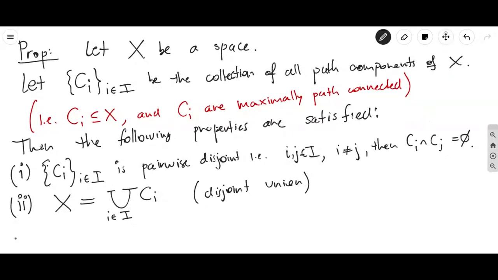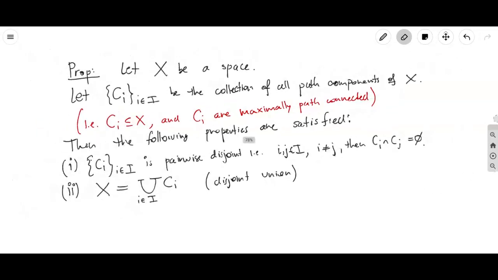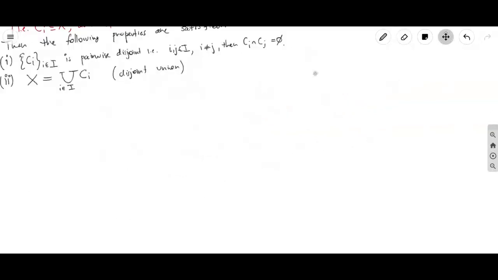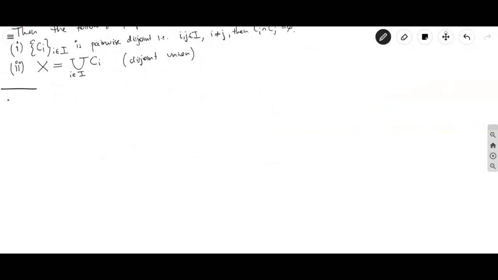And then part 3 would say that each... well, I guess I'm just going to leave it at part 1 and part 2, and then I'll get back to part 3. So let's just prove part 1 and part 2. So let's look at part 1. Okay, part 1. So proof of 1.